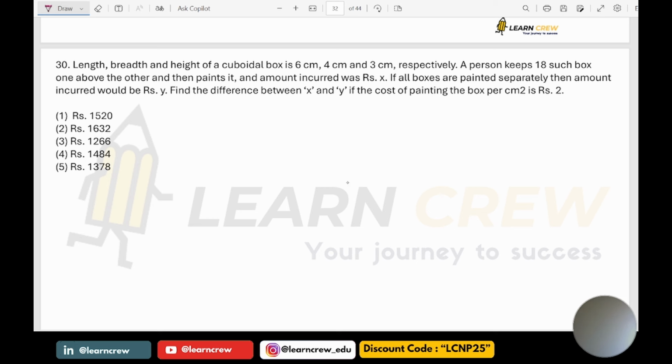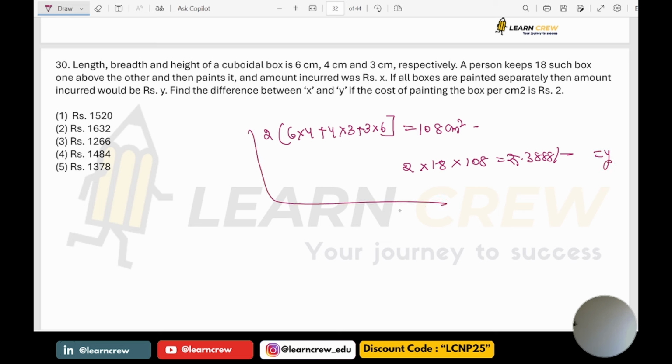So here we paint the total surface area. What is the total surface area? 2 into LB plus BH plus LH. So it is how much? 24 plus 12, 36 plus 18, 54 into 2, 108 centimeter square. So the total cost of painting 18 boxes separately at the rate of 2 would be 2 into 18 into 108, which is how much? Rupees 3888. Okay, so this is Y.